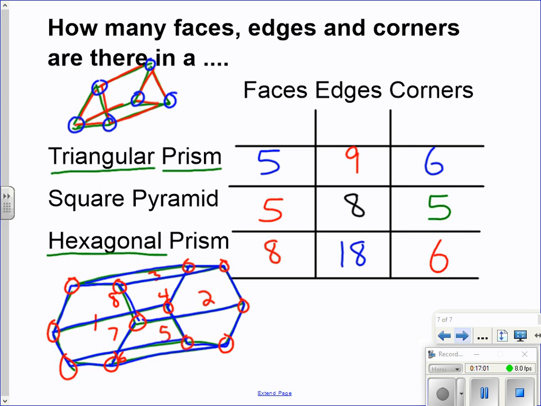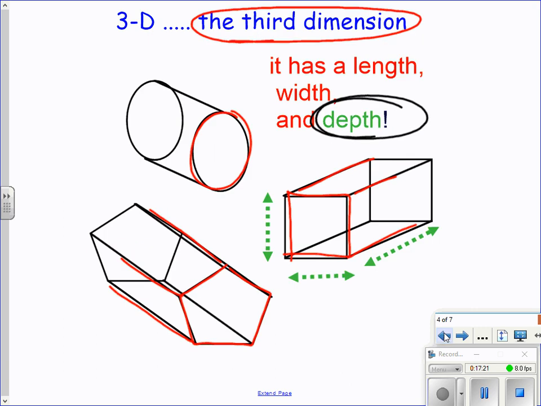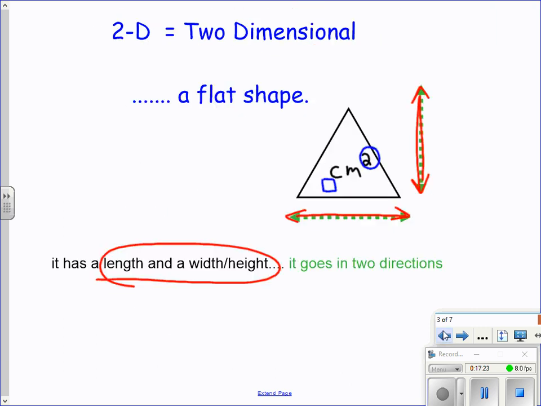So, there you have it, boys and girls. That's the end of this first lesson on 3-dimensional shapes. You will need to know, again, the difference between a prism and a pyramid, what a face, an edge, and a corner is, and basically what a 3D shape looks like.